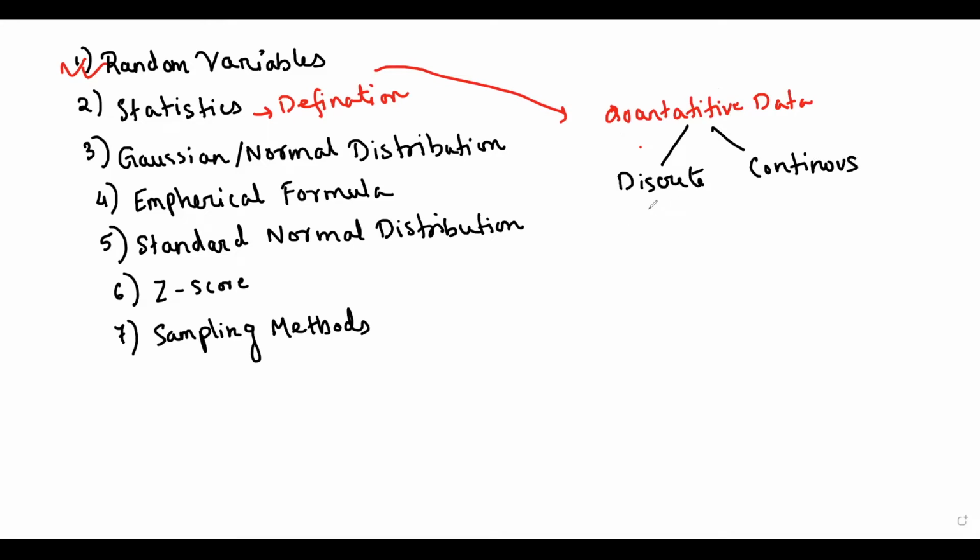So discrete variables. What are these actually? These are isolated values within a given range. Basically, they are whole numbers.